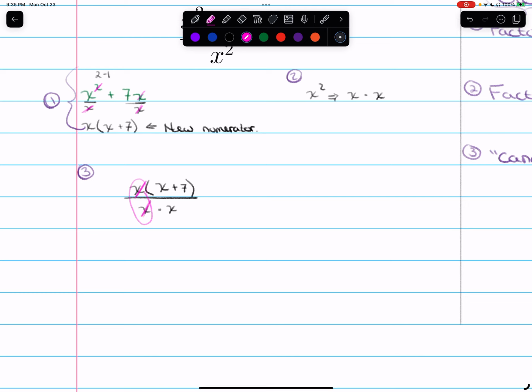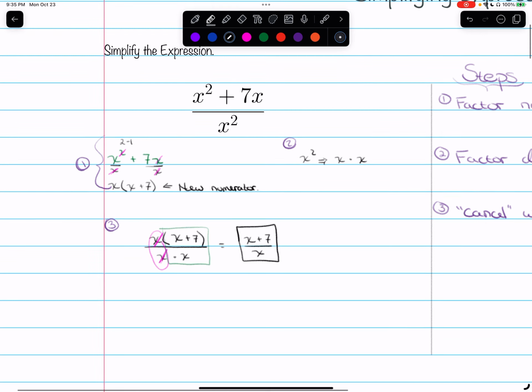You're left with the other x in the denominator and the x plus 7. So my ending answer is x plus 7 over x. There's my ending factored expression.